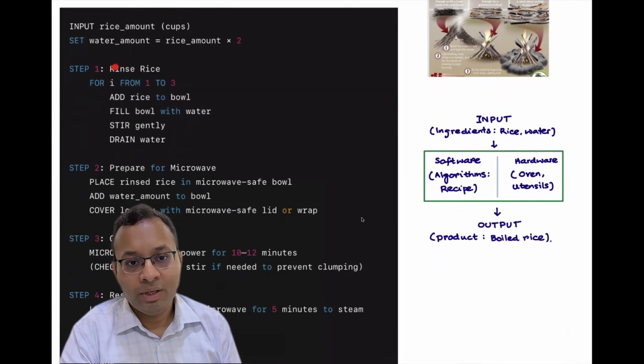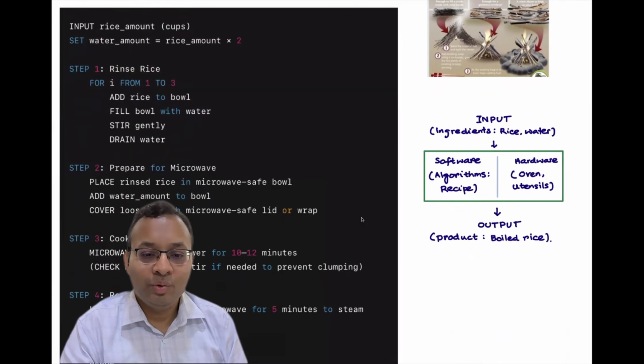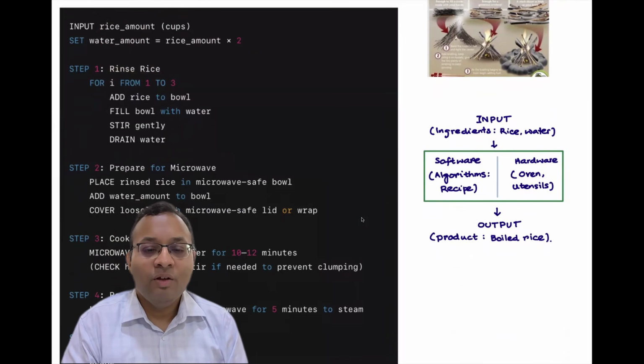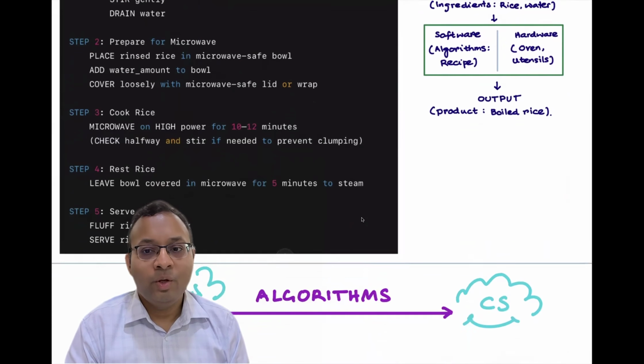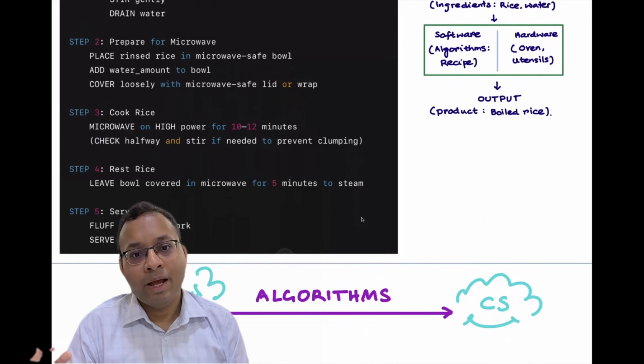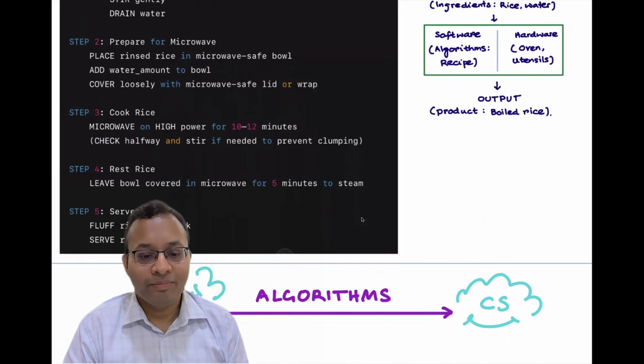Then step 1, we rinse rice, and in this loop from i equal to 1 to 3, so you do it 3 times, you add rice to the bowl, fill the bowl with water, stir gently, and drain water. Once it is done, you go to step 2, you prepare for microwave: you place rinsed rice in a microwave-safe bowl and add the water amount to the bowl, cover loosely with a microwave-safe lid or wrap, and then you go to step 3, cook rice and so on. So this is more a microwave recipe. You can ask ChatGPT about a recipe for regular ovens.